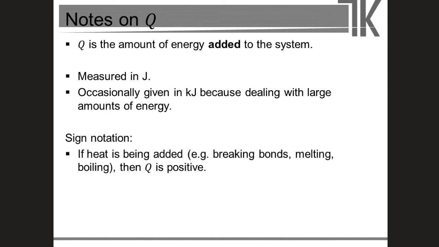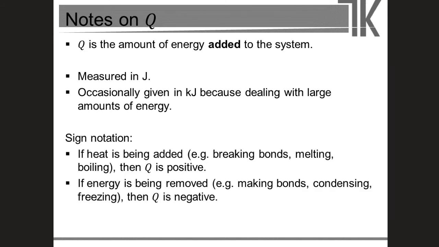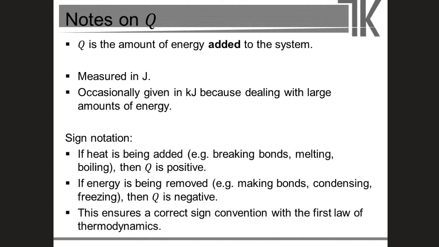This is exactly the same as the specific heat capacity sign notation. If heat is being added to the system, so we're breaking bonds, which is either melting or boiling, then Q is positive. If energy is being removed from the system, so we're making bonds, which means we're either condensing or freezing, then Q is negative. And this sign convention, just like our specific heat capacity sign convention, ensures that it can correctly be used with the first law of thermodynamics.